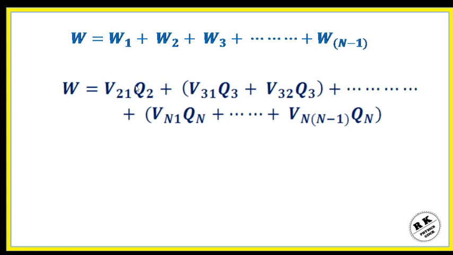Q2 will experience the potential due to all other n minus 1 charges, isn't it? But this equation is not having all those terms. To make this equation complete, we do the movement of charges in the reverse order. We will again perform the movement of charges, but in a reverse order. Let us see that.